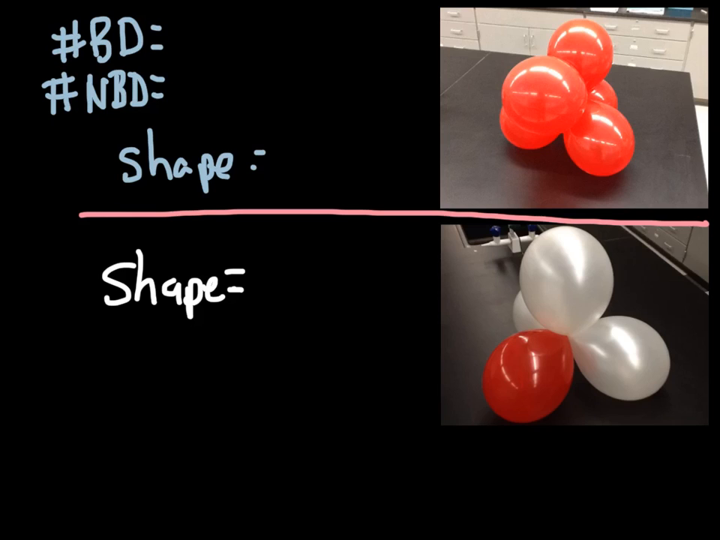Okay, one of our last ones is this one up on the top, and this has 5 red balloons, which means it has 5 bonding domains, and so we're going to put 5 here. It has no white balloons, so that's 0 non-bonding domains. And this one you have to use your imagination a little bit. You have to look at it on 2 planes. This plane right here of those 3 balloons, and then this balloon going straight through. It's kind of like a harpoon going straight through it. So it's like a triangle with a harpoon going straight through it.